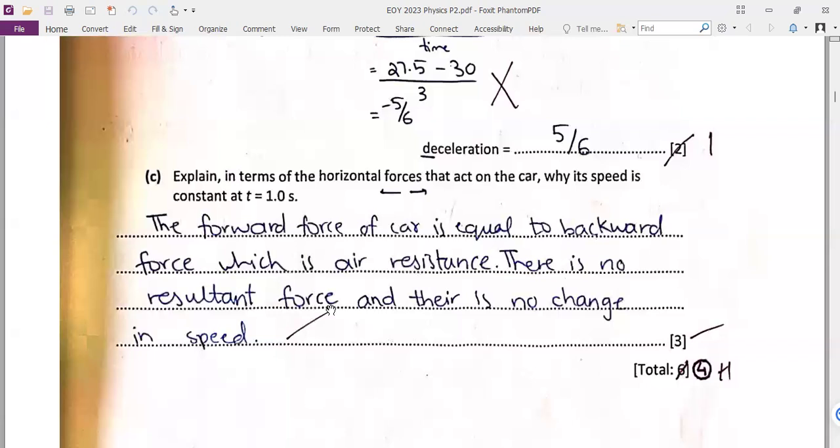Resultant is 0. Okay, so these points: forward force as the driving force and backward force as the air resistance, they're equal. That gives you 2 points. No resultant force, or resultant force is 0. That is the second point. And then there is no change in the speed.